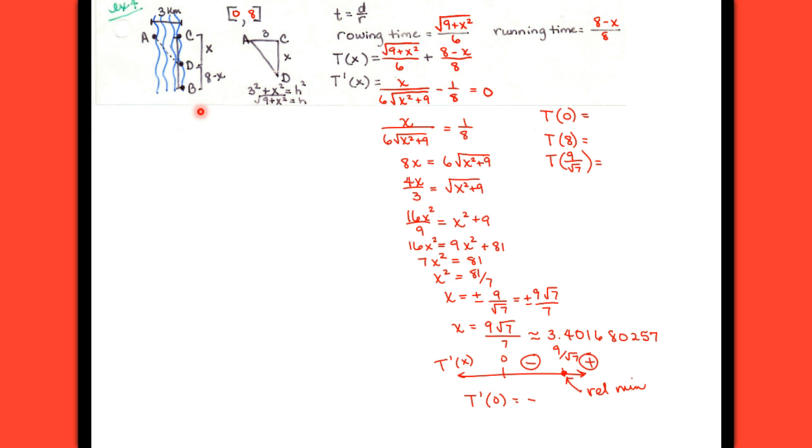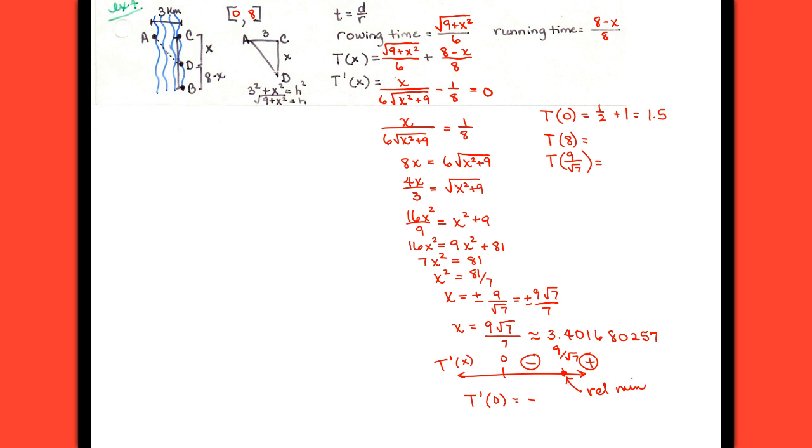Now his running rate is faster than his rowing rate, so that makes sense that that might be a good thing: get across the river as fast as you can because you run faster than you row. So let's try that scenario. I'm taking that 0 and plugging it back into the original equation up here. 9 plus 0 squared is going to give me the square root of 9. So that's going to give me 3 over 6, or 1/2.